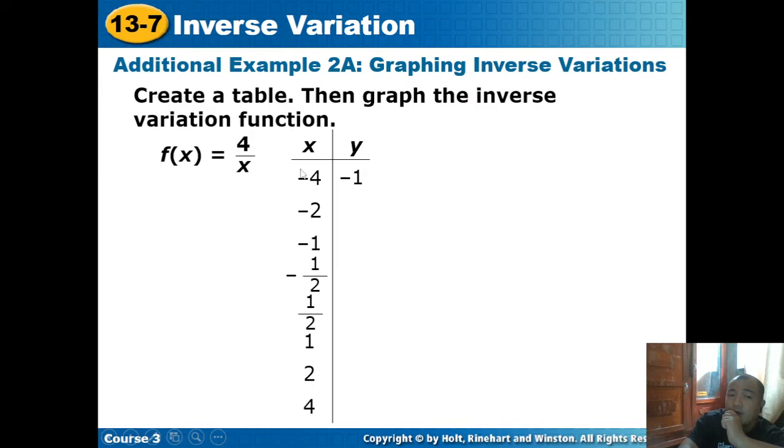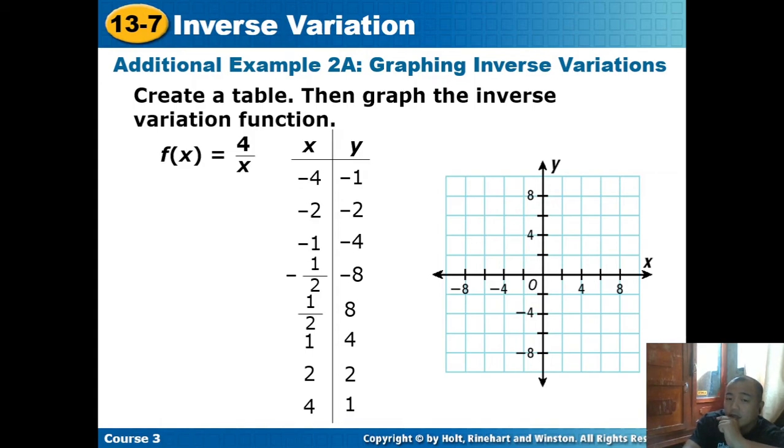So I just divide 4 by x. 4 divided by negative 4 is negative 1, 4 divided by negative 2 is negative 2, 4 divided by negative 1 is negative 4, 4 divided by negative 1 half is negative 8, 4 divided by 1 half is 8, 4 divided by 1 is 4, 4 divided by 2 is 2, 4 divided by 4 is 1. Okay, we're now ready to plot the points.